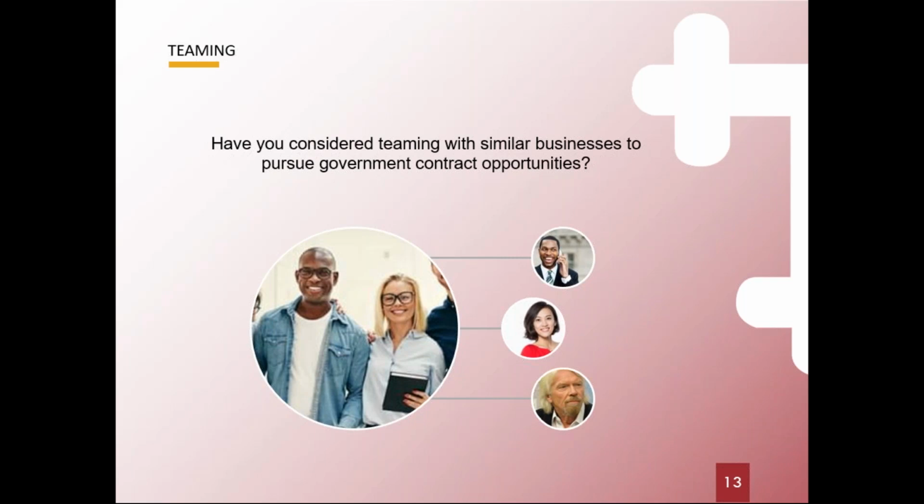And ladies and gentlemen, let me stress, if you're going into a teaming agreement, and for example, you are going to be either the prime or the sub, that teaming agreement must be in writing. That teaming agreement must list the names of all the parties. The teaming agreement must list what it is you're going to do and what it is your teaming partner is going to do.